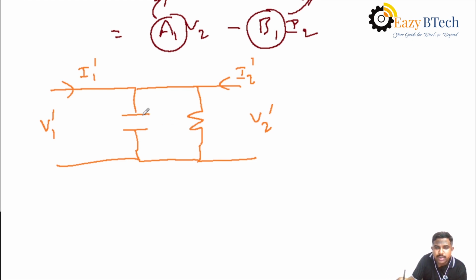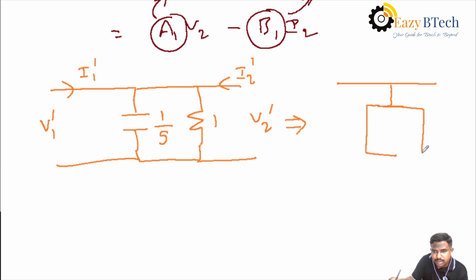That is, you have to apply Laplace transformation. This value is 1 farad. That's why the value is 1 by S. This is 1 ohm. Then both are in parallel. That's why the single impedance value here, both values are in parallel.